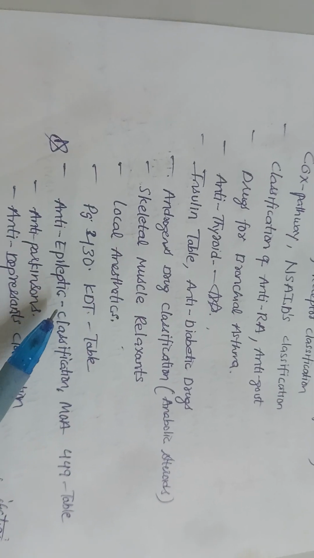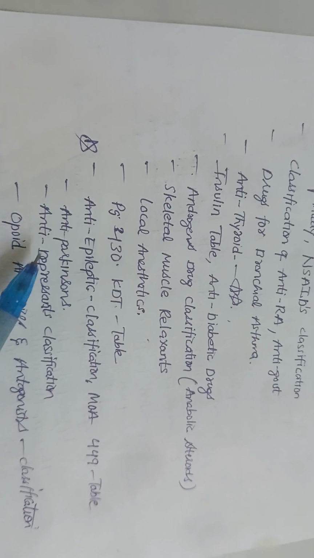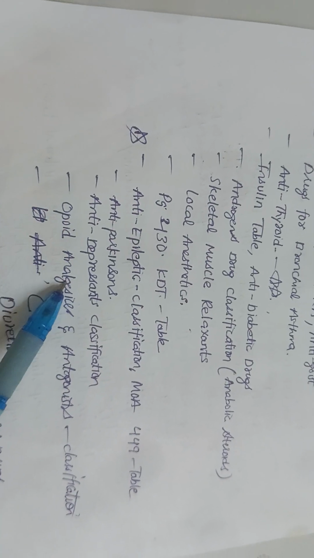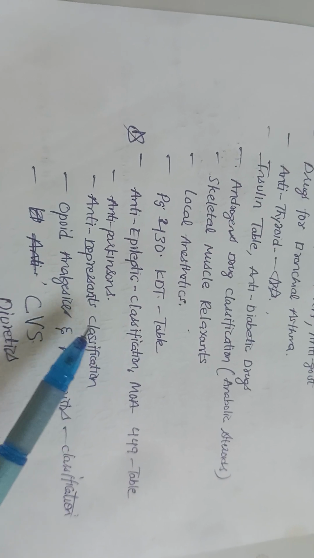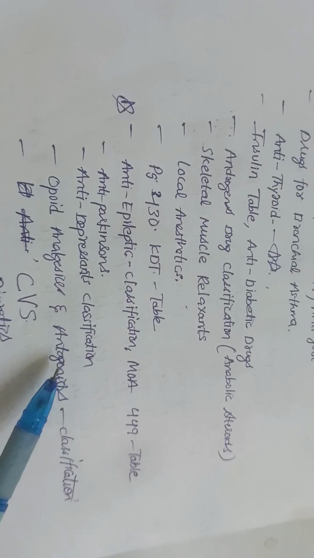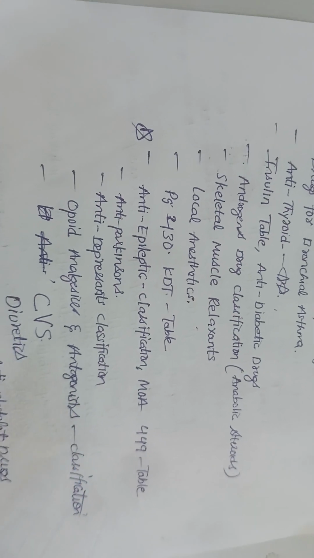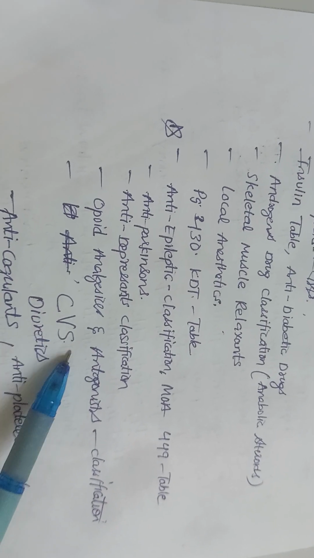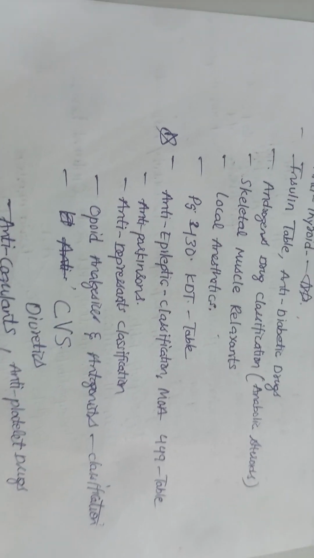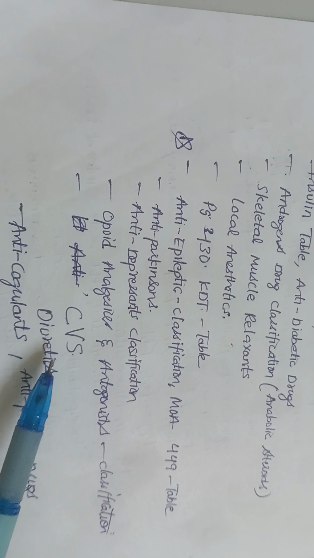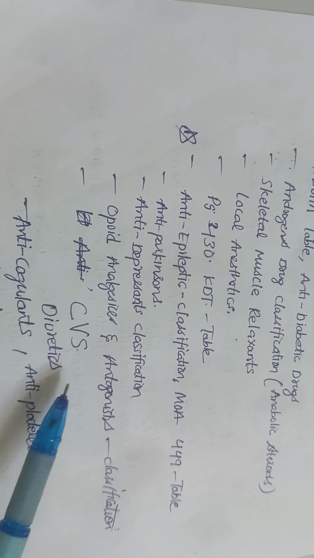the MOA and classification of anti-Parkinson's drugs and antidepressant classification also, very important, and focus on the opioid analgesics and the specific receptors also, like mu receptor, kappa receptor, etc., and the specific locations, and study the antagonists, the classification, and complete study of the cardiovascular system is very important. Focus on all the classification of the cardiovascular system and the diuretics also, both for medicinal chemistry and pharmacology.